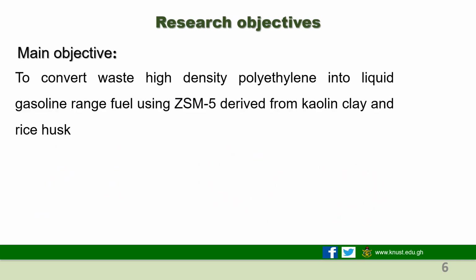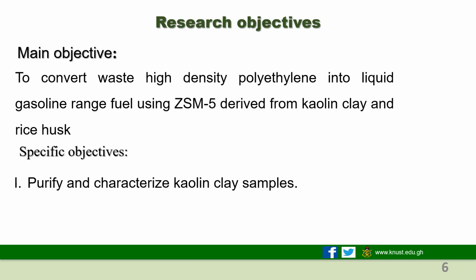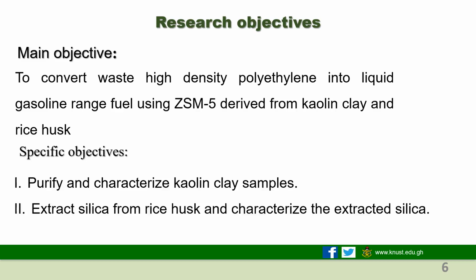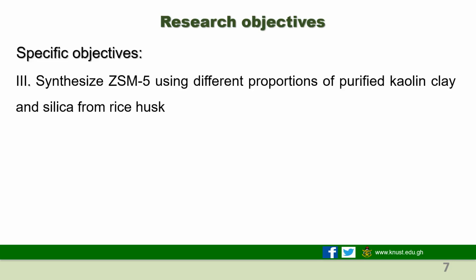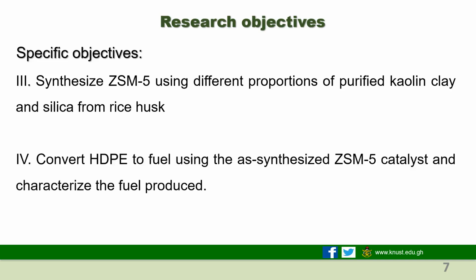The main objective of this research was to convert waste high-density polyethylene into liquid gasoline-range fuel using ZSM5 derived from kaolin clay and rice husk. Specifically, this research sought to purify and characterize kaolin clay samples, extract silica from rice husk and characterize the extracted silica, synthesize ZSM5 using different proportions of purified kaolin clay and silica from rice husk, and convert waste HDPE to fuel using the synthesized ZSM5 catalyst and characterize the fuel produced.